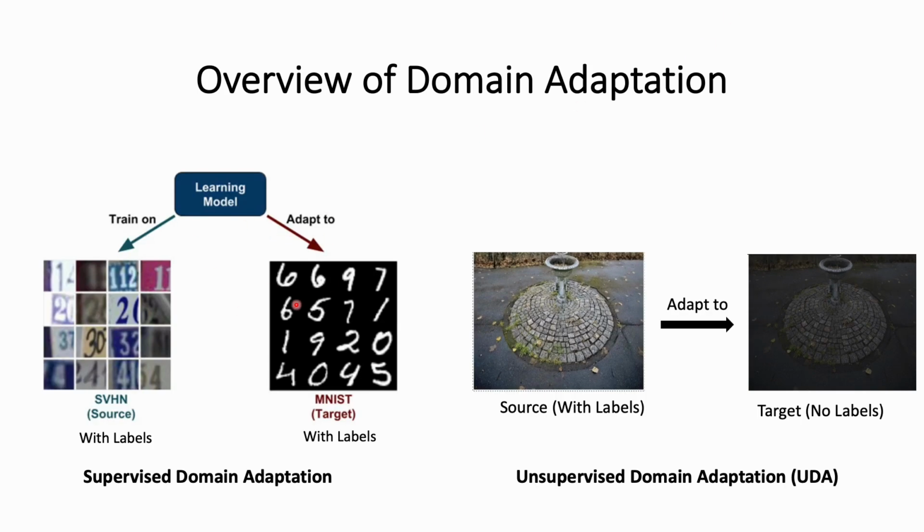In domain adaptation, a deep neural network is trained on a source dataset with labels and adapted to a target dataset that also has labels. Usually this is known as supervised domain adaptation. And in unsupervised domain adaptation, we have labels for the source domain data, but we have to adapt the model to target domain data without their labels.